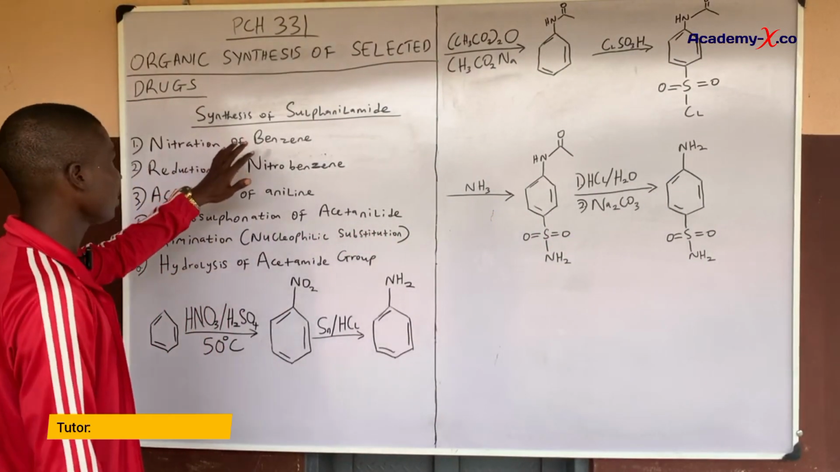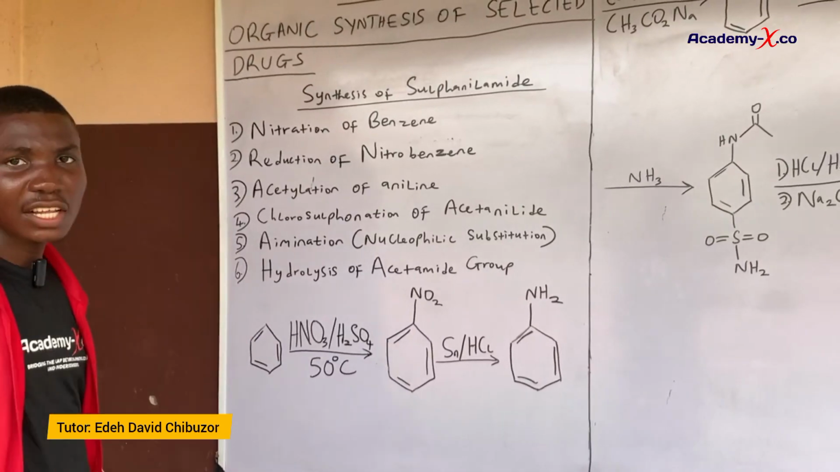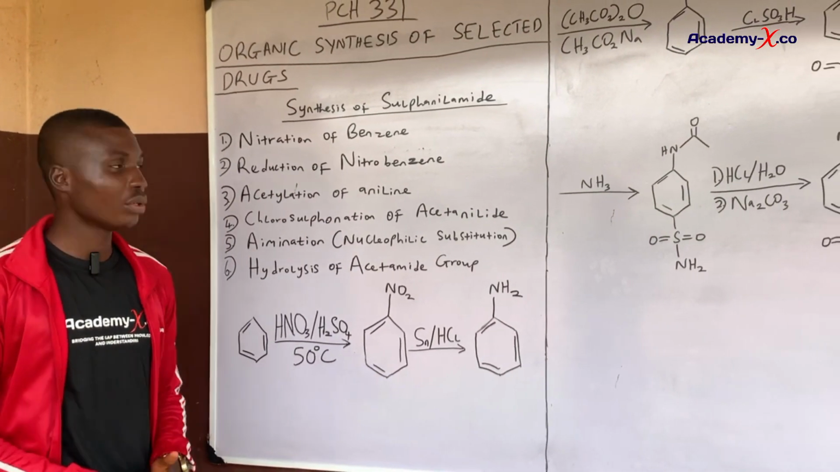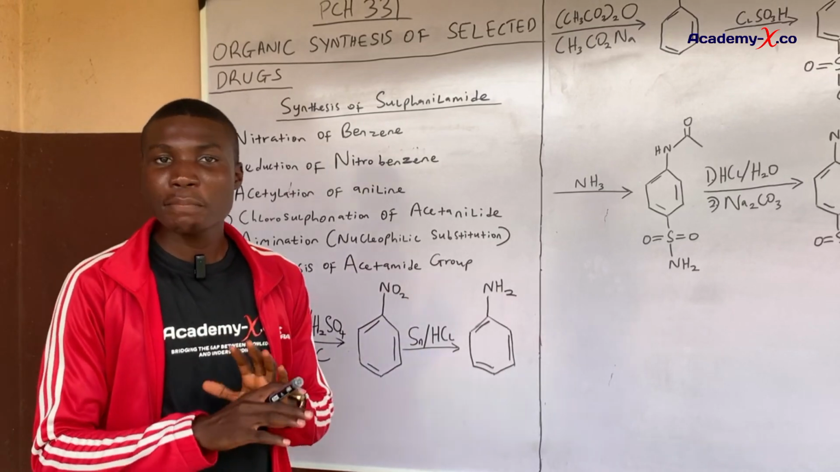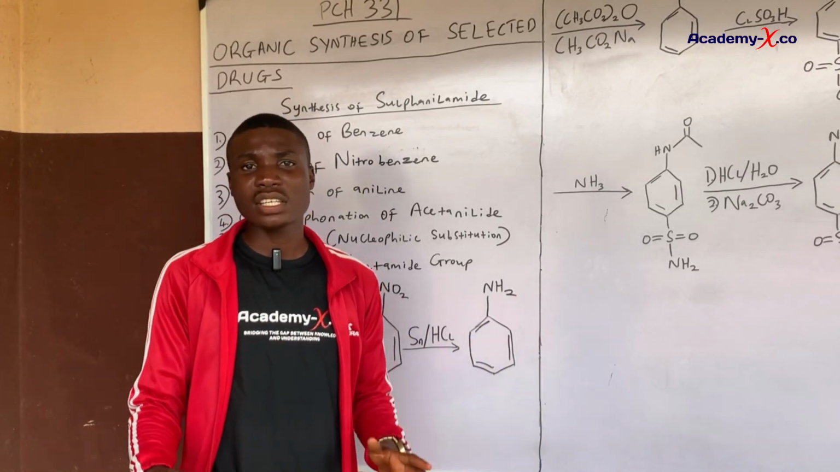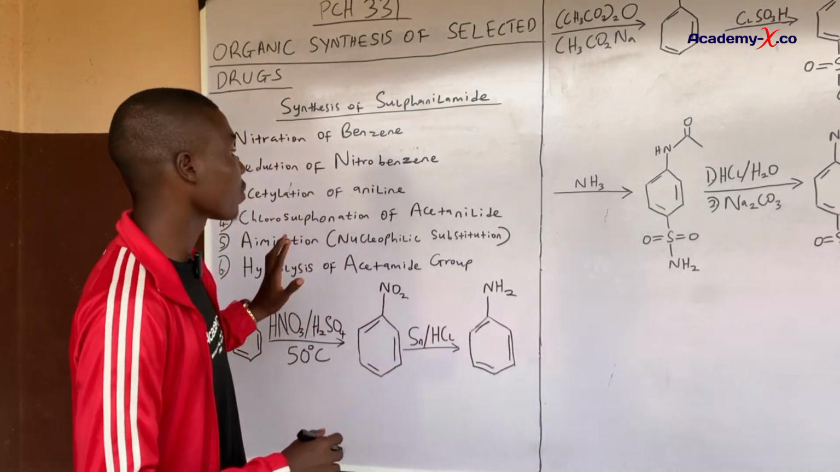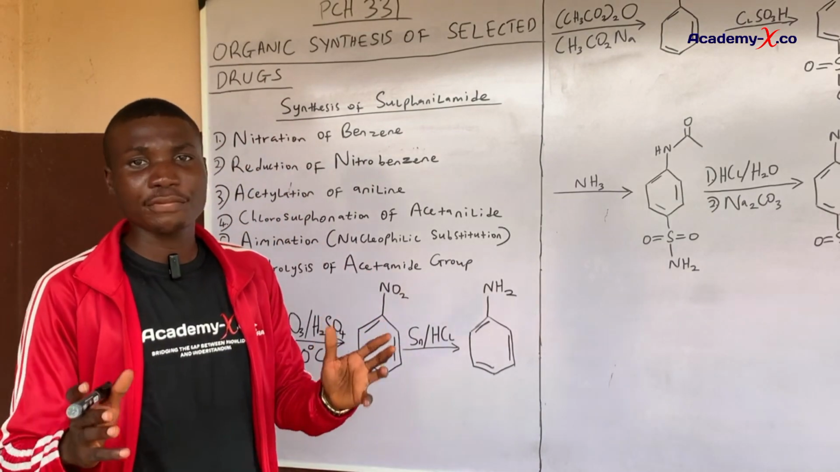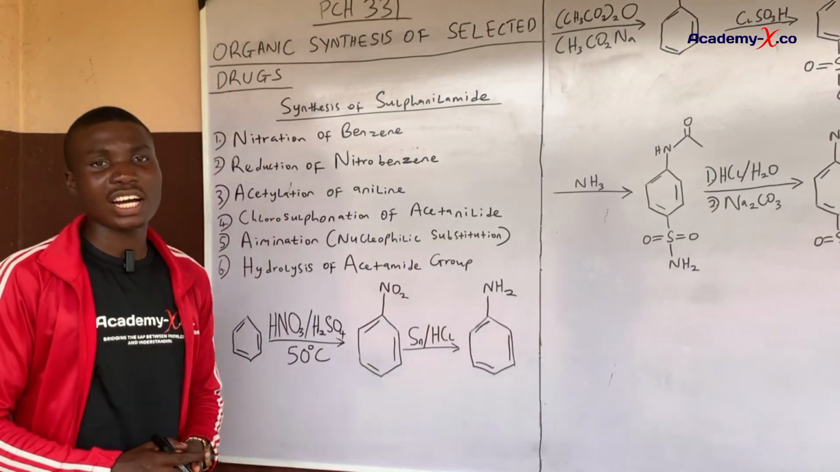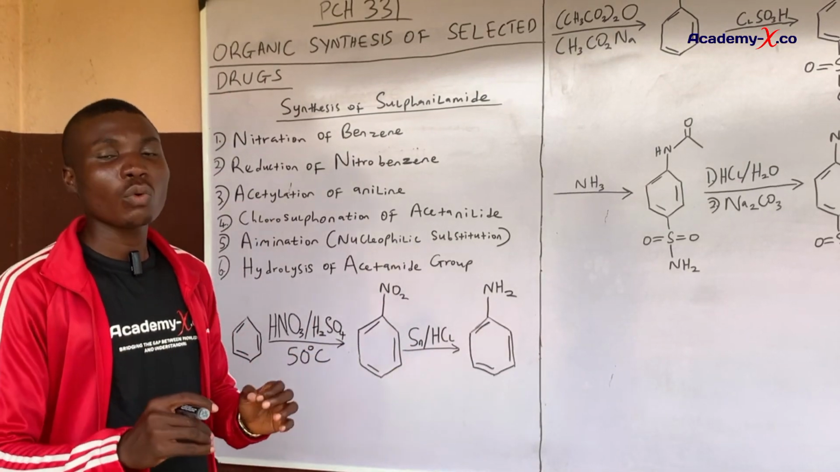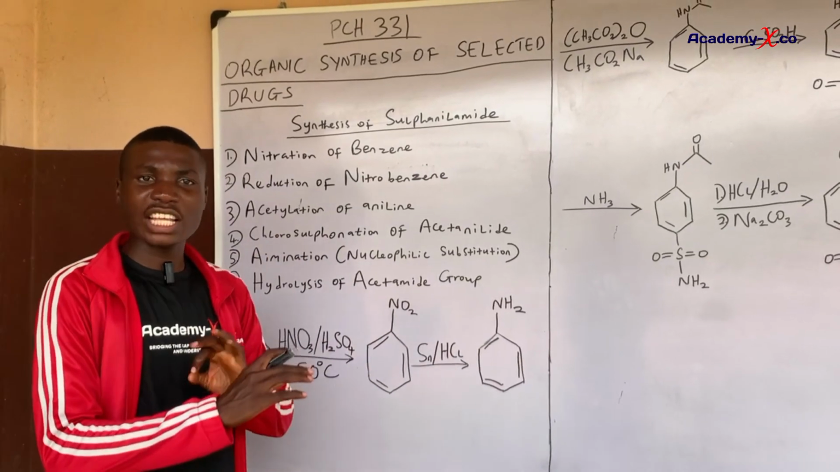Alright, so we're looking at the synthesis of sulphanilamide. We have six steps that have to be followed. Now, I need to let you know that in the synthesis of sulphanilamide, there are different pathways that can be taken to synthesize sulphanilamide. But one of the most probable pathways that you most likely find is this pathway that I have chosen. So, depending on what your lecturer teaches you, if he teaches these exact steps, then you are good to go.